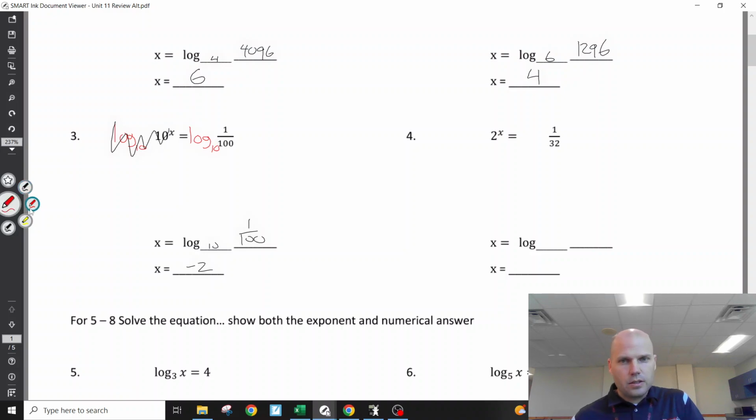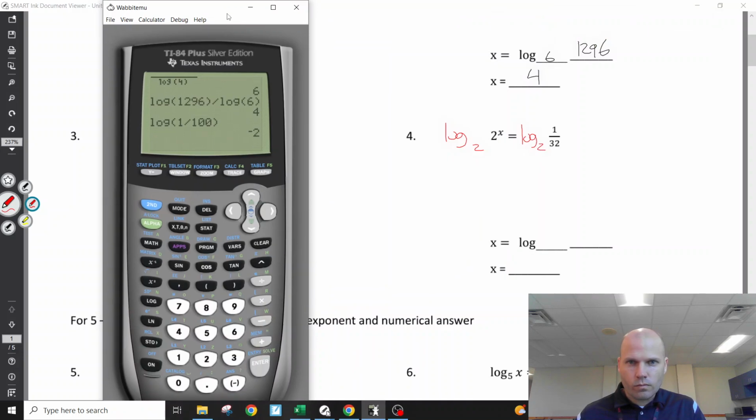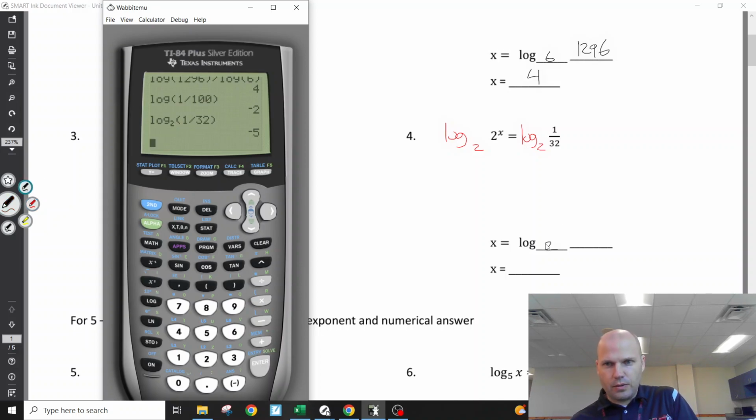2 to the x, don't divide by 2, log base 2. And we get negative 5. Log base 2 of 1 over 32 is negative 5.